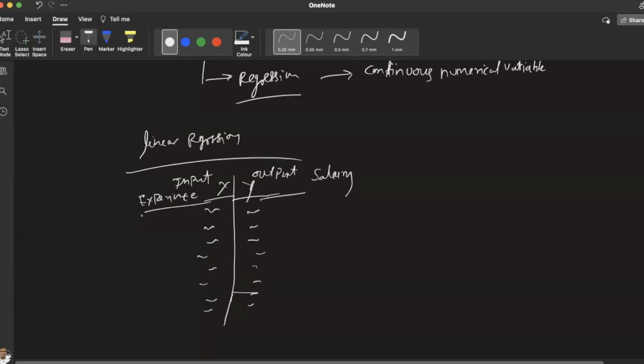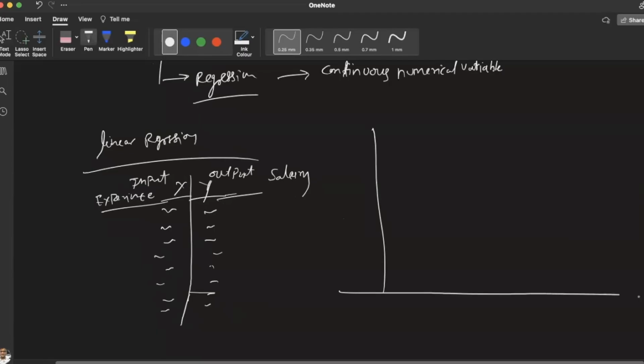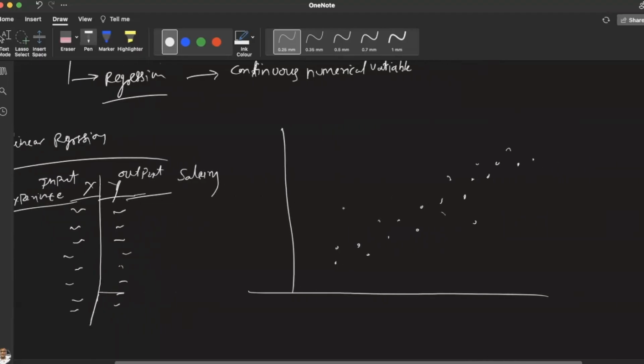So it's a kind of a regression task. Both side numbers are there. So this is a continuous number. This is a continuous number. For example, if I plot them, let's say somewhere like this. All right. So this is our graph. I would call this salary, and this I can think of as years of experience, right? So this is experience and this is salary.